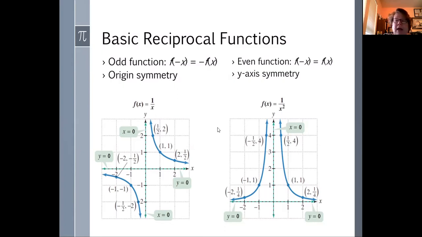And it has a vertical asymptote at x equals 0 because x cannot equal 0. We can't let x equal 0 in that denominator. So it has a vertical asymptote at x equals 0.